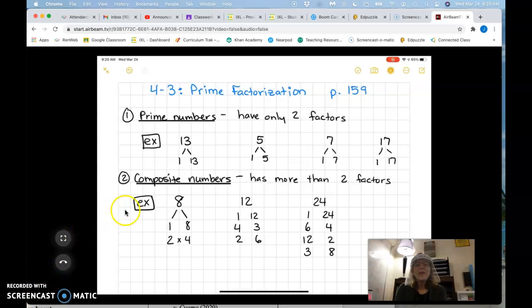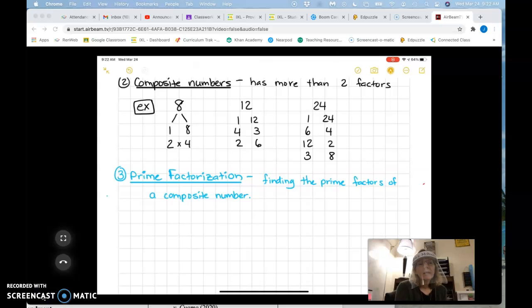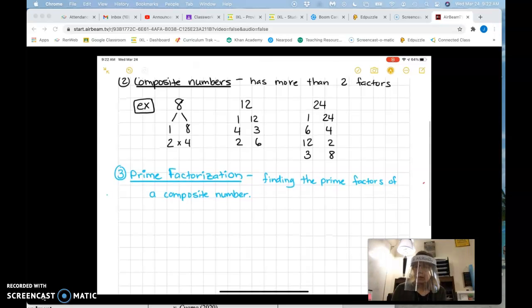Okay, so composite numbers have more than two factors. Prime numbers only have two factors, 1 times itself. So prime factorization is the thing we're going to work on now, and all that means is that you're finding all the prime factors of a composite number. Another way to think of it is you're finding the very smallest factors of a number. And I'm going to show you how that works right now.